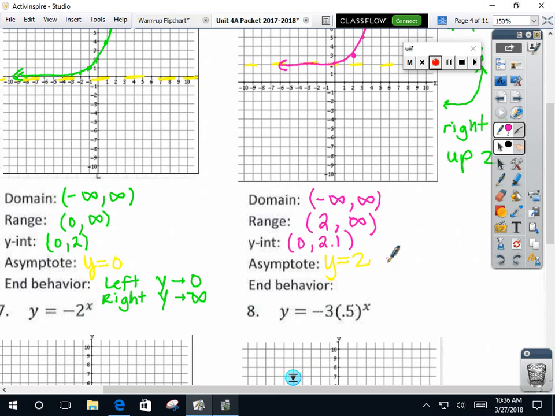And then for end behavior, if you're on the left side of that curve, all the y values of all those points are getting closer to what? 2, the asymptote line. If you're on the right side, all the y values of the points are getting higher and higher and higher forever, so infinity. Does that make sense?